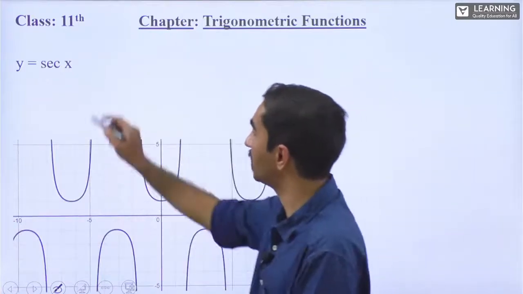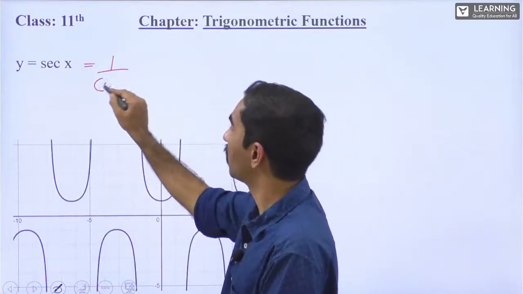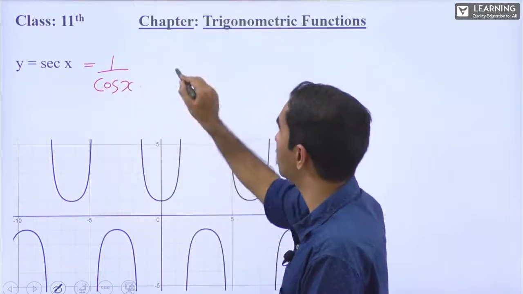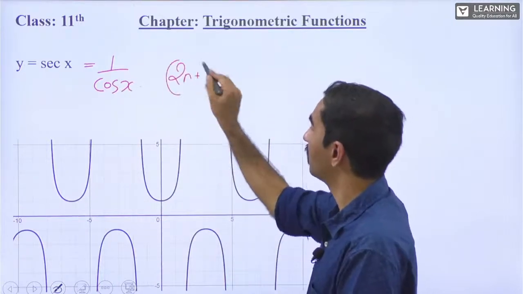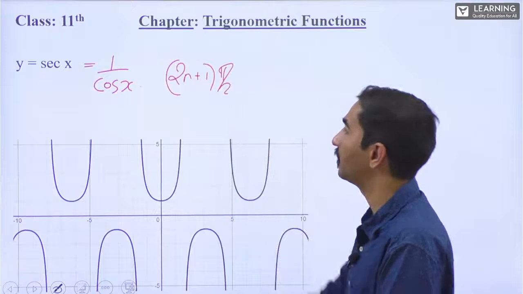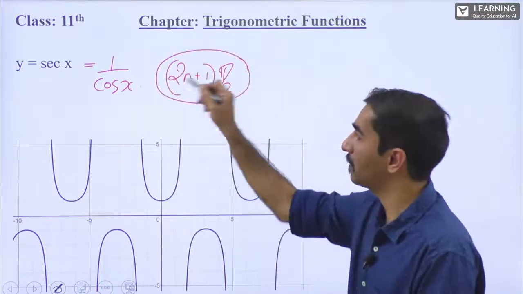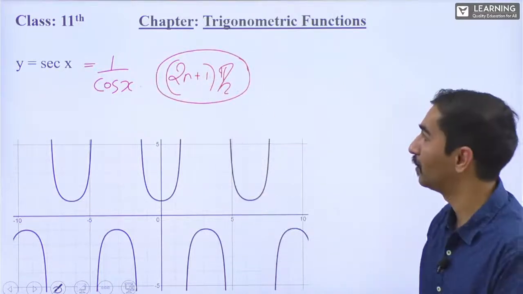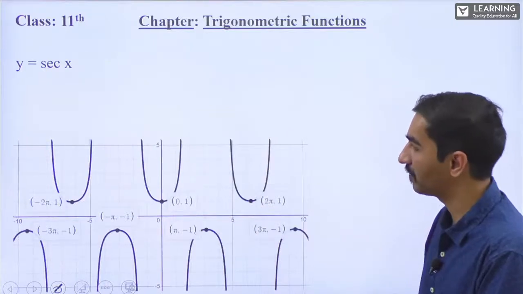Secant x. So how is secant x defined? 1 by cos x. Cos x is becoming 0 where? At (2n plus 1) pi by 2. At these points, what is happening? Cos x is becoming 0. So we'll see the labeled graph here.